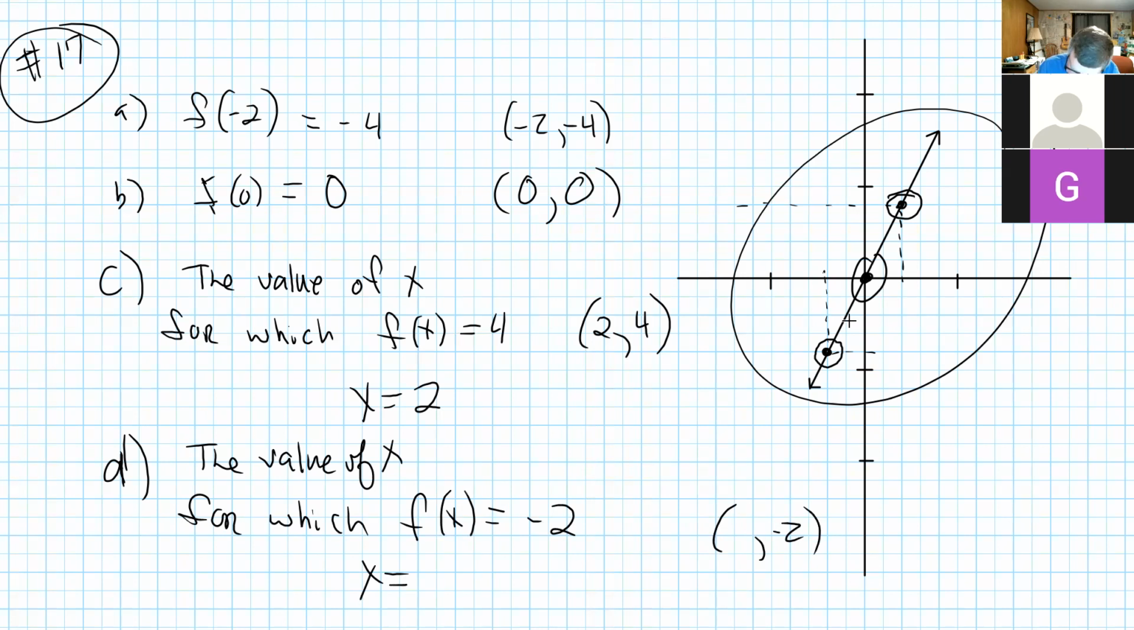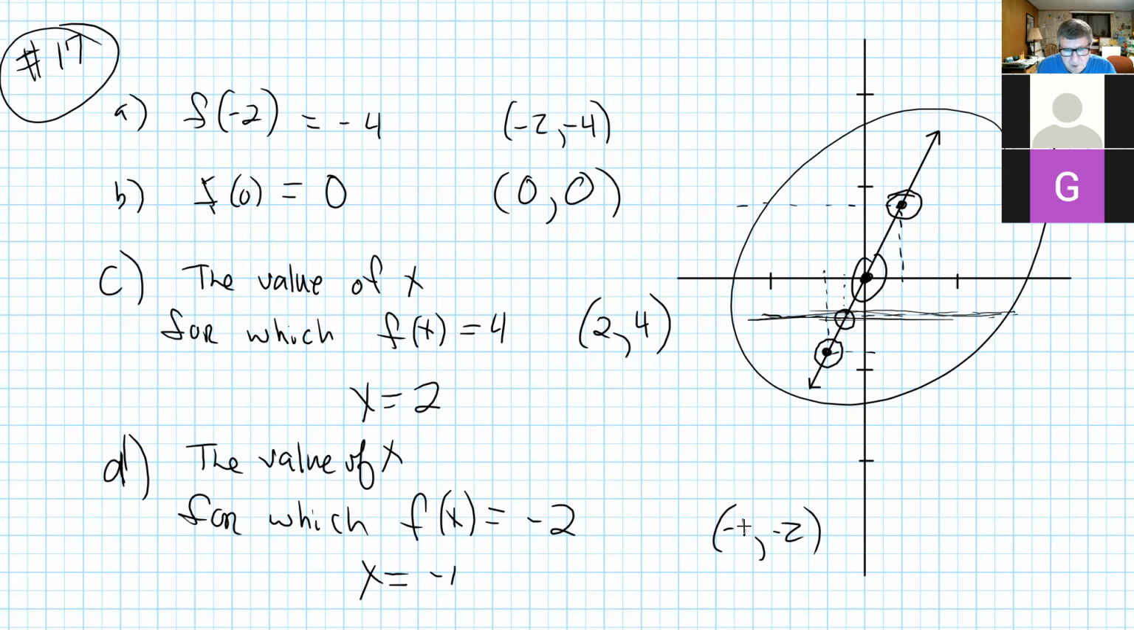Would it be -4? All right. Where is f of x equal to -2? No, sorry. I was looking at the wrong one. That would be f of x equals -2. So the corresponding x value would be -1. You see that?